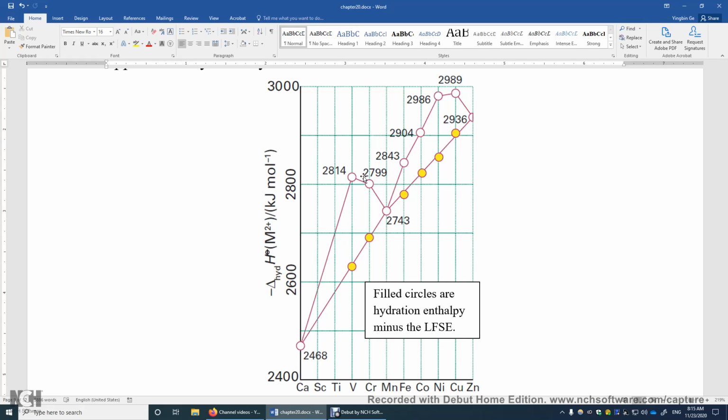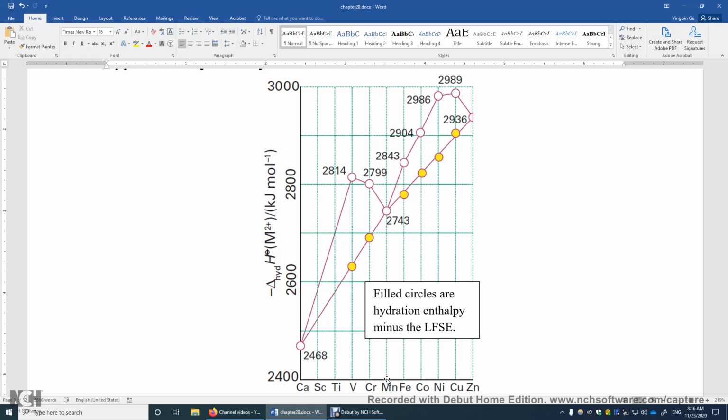So we can subtract the LFSE from this hydration energy, and then we get these filled circles. All right, filled circles. Over here, this is Mn2+ with 0 LFSE because in Mn2+ you have 5 d electrons. And because water is a rather weak field ligand, this Mn2+ adopts the high spin electronic state. You have 3 electrons occupy the lower energy t2g orbitals, and 2 electrons occupy the higher energy eg orbitals.